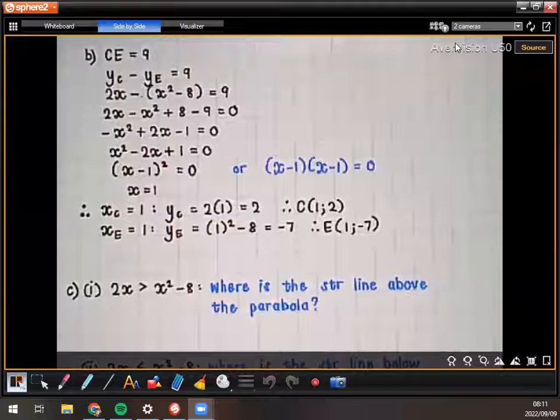Negative 1. Yeah, start with the parabola.